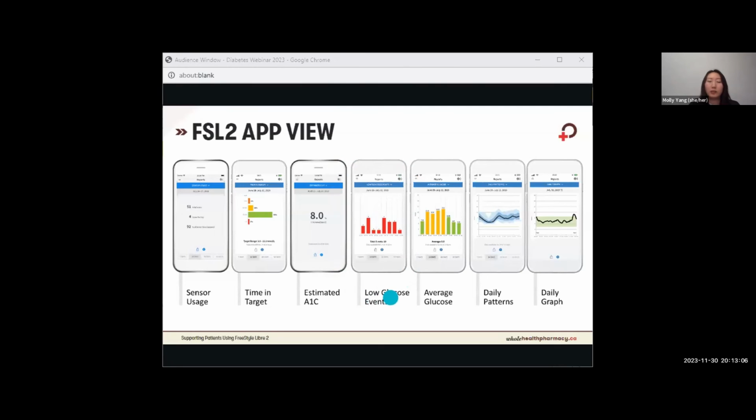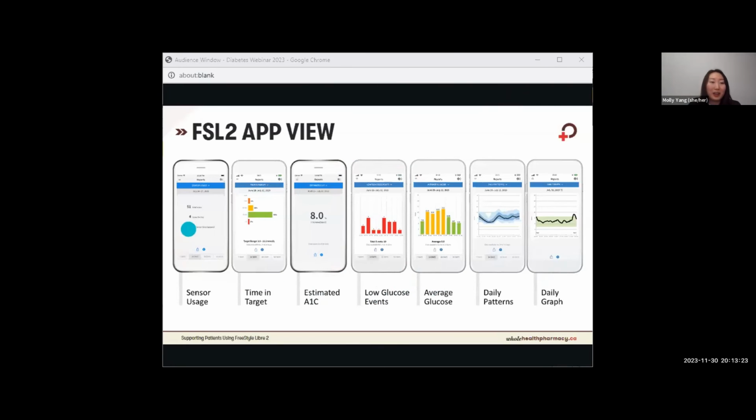So making sure to double check those low glucose events. So Molly, I was going to give you a question. You kind of hinted at it, but if I was going to look at these reports in a particular order, triaging a patient, which ones should I look at and in what order?